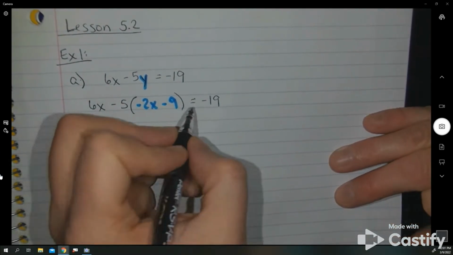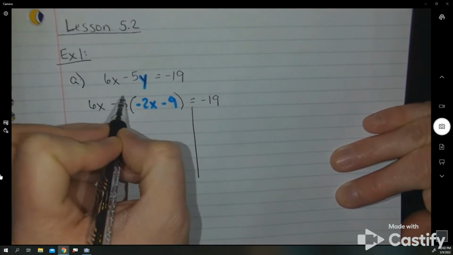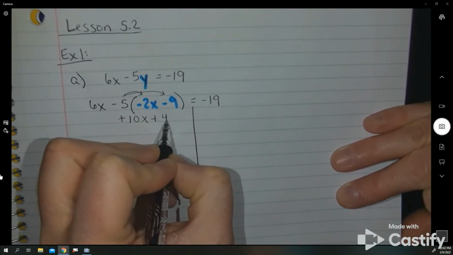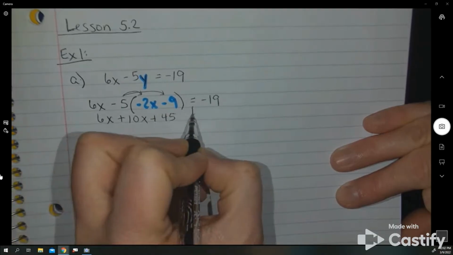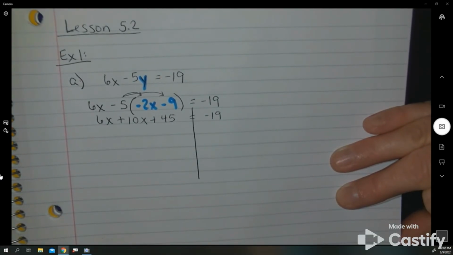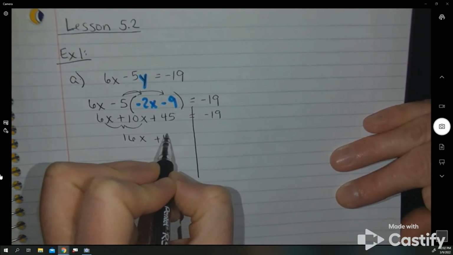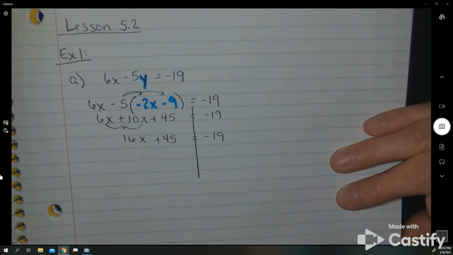From here, we're going to simplify. So I have negative 5 times negative 2x is positive 10x. Negative 5 times negative 9 is positive 45. And I'm going to bring down the 6x I haven't used yet, and the negative 19 I haven't used over there. Now I'm going to combine my like terms. So 6x plus 10x is 16x plus 45 equals negative 19.